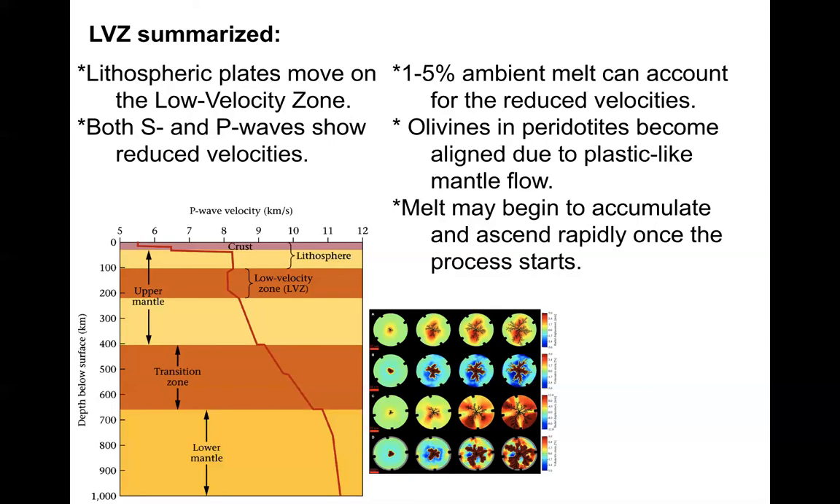We can see that olivine and peridotites become aligned due to this plastic mantle flow. That is, as the lithospheric plate is dragged over the top of the upper asthenosphere, we can also have areas of that upper asthenosphere that show that the olivine have become aligned, perhaps a little bit like crayons getting aligned as our hands would shear over them.